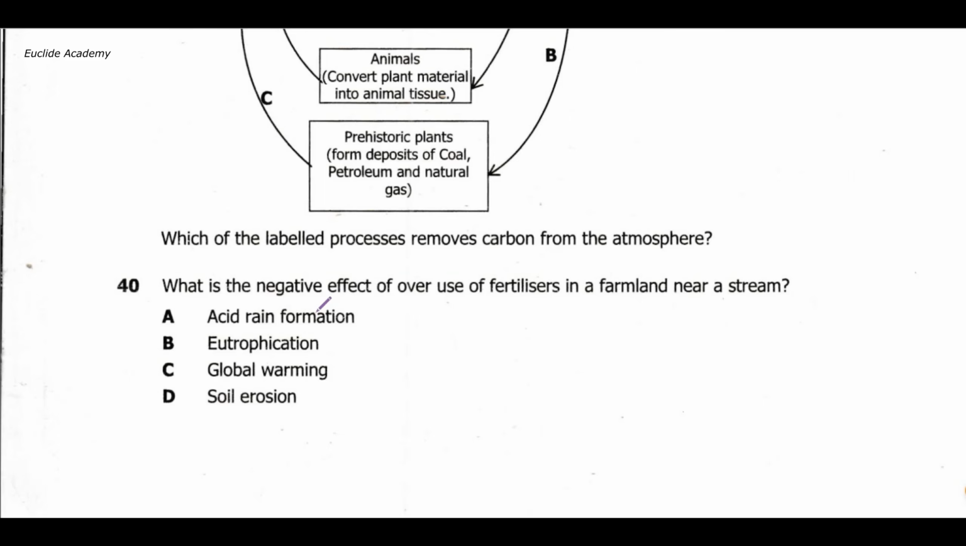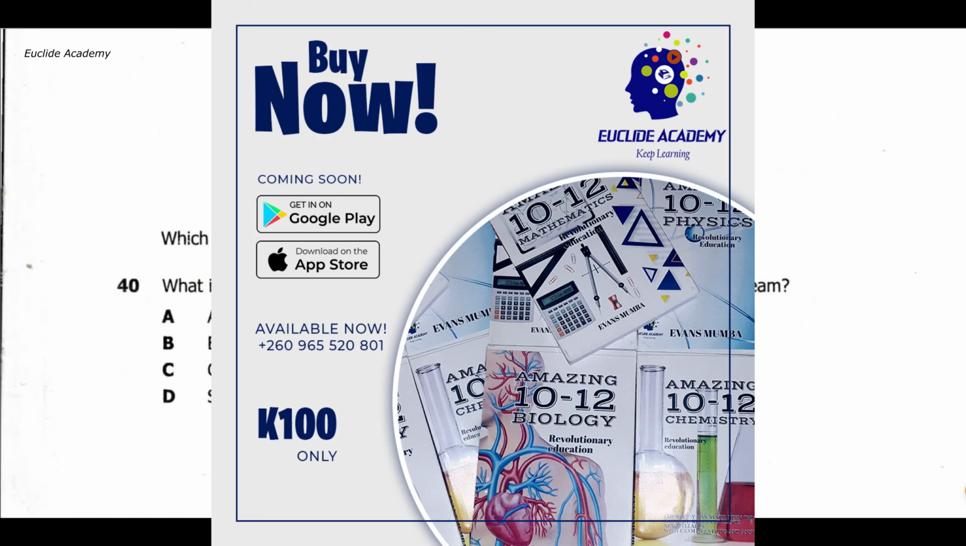So what is the negative effect of overuse of fertilizers in a farm near a stream?